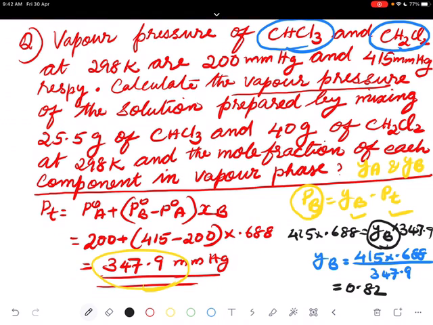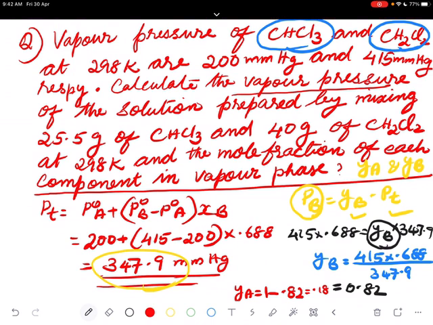1 minus this will give you Ya. Ya is equal to 1 minus 0.82, that is 0.18. That is how we do the calculation.